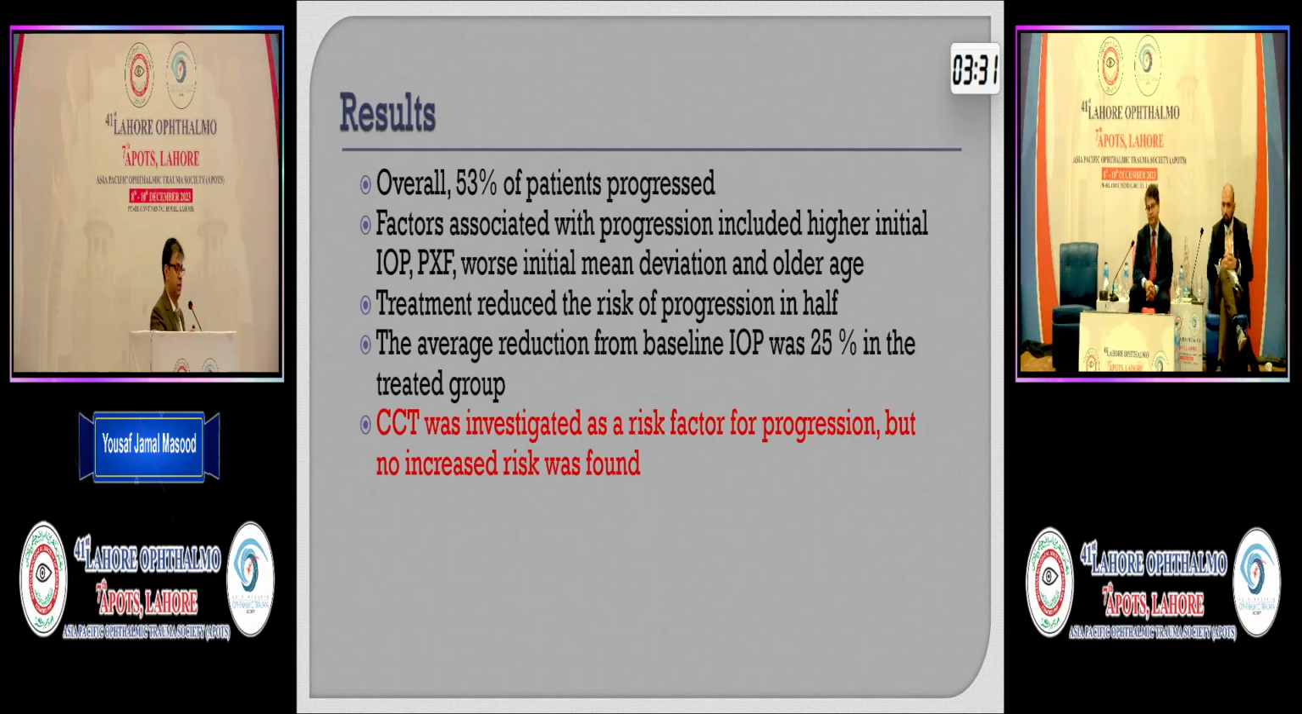Overall, 53% of the patients progressed. The factors associated with progression were higher initial IOP, pseudoexfoliation, high initial mean deviation, and older age. Treatment reduced the risk of progression by half, and the average reduction from baseline IOP was 25% in the treated group. Their results showed that CCT was investigated as a risk factor for progression, but no increased risk was found in this study.